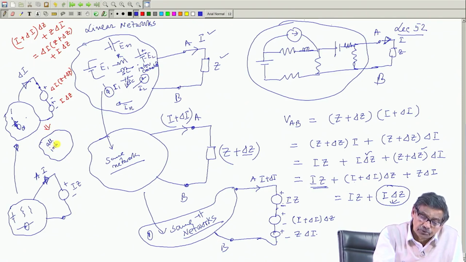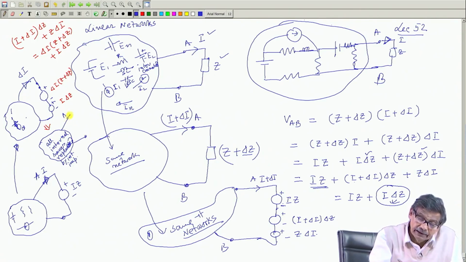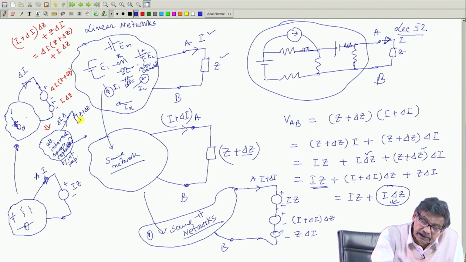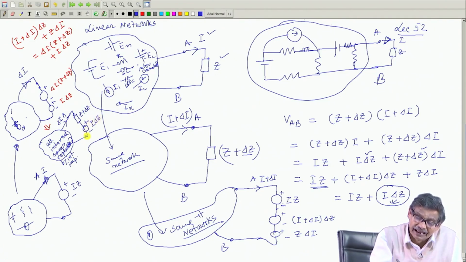All internal sources replaced by their internal impedances, and these are the two points A and B, where this current is delta I and this drop is delta I into Z plus delta Z. Therefore, I can represent it by some impedance Z plus delta Z, because this is the drop between these two points, delta I into Z plus delta Z, and then a source of voltage whose magnitude is I into delta Z, and we are done.